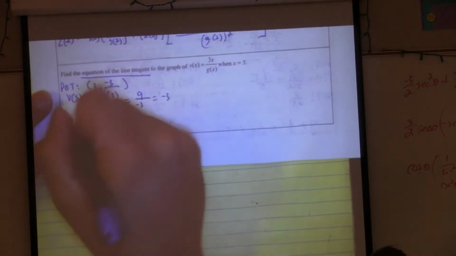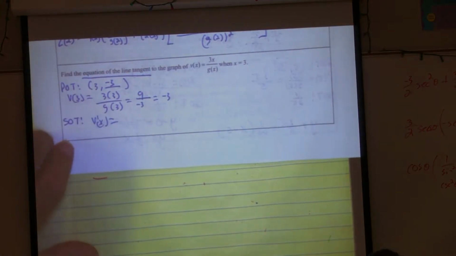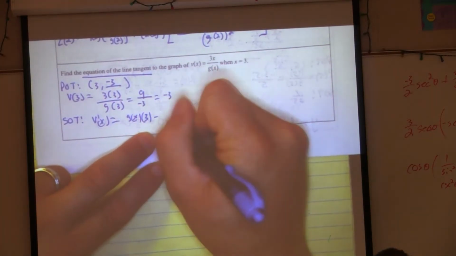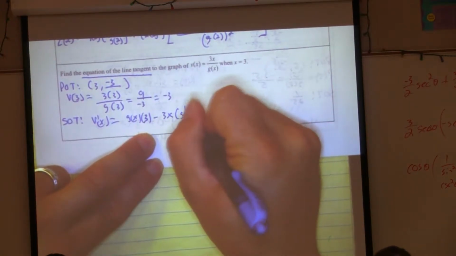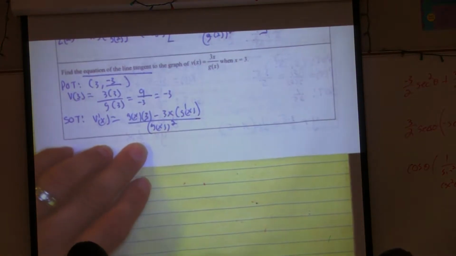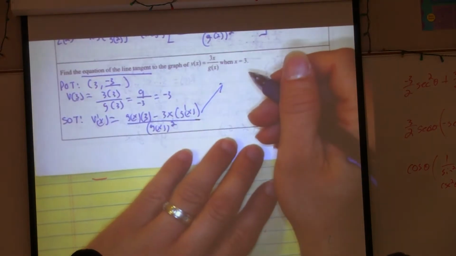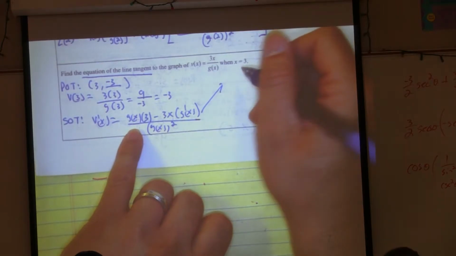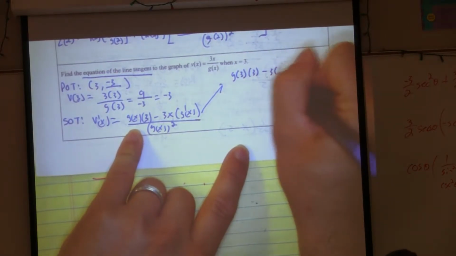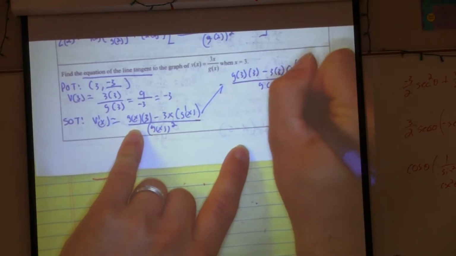Good? Second thing we need is the slope of the tangent. In order to get that, we need to know the derivative. So what's the derivative of v? Quotient rule. Low, D high, minus high, D low, over low square. Easy? What are we going to plug in here? 3. So we want g of 3 times 3 minus 3 times 3 times g prime of 3 all over g of 3 squared.